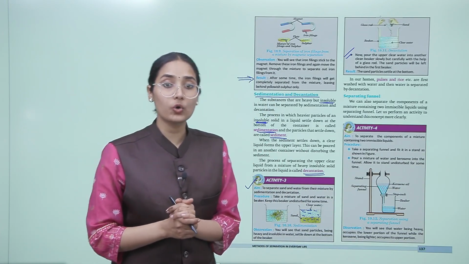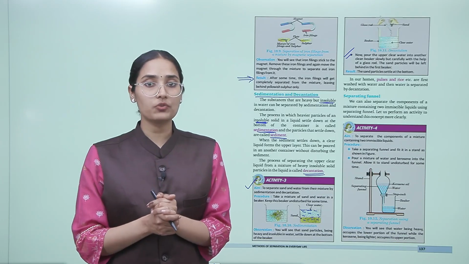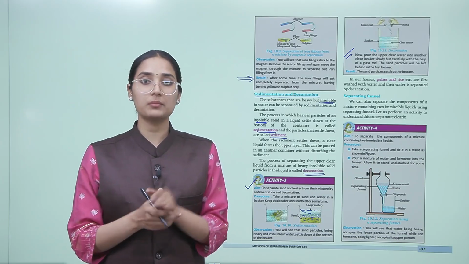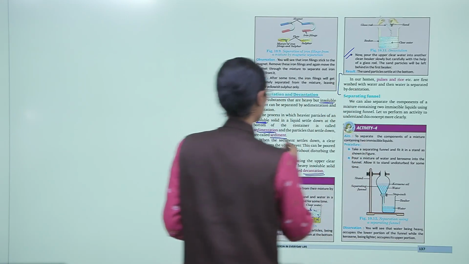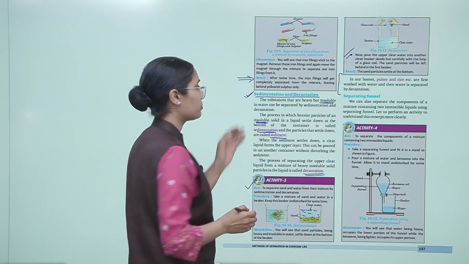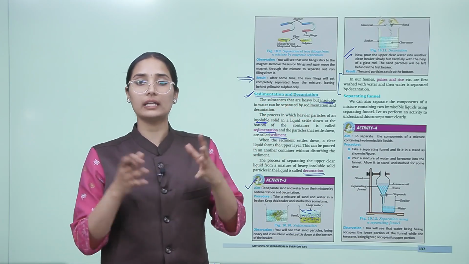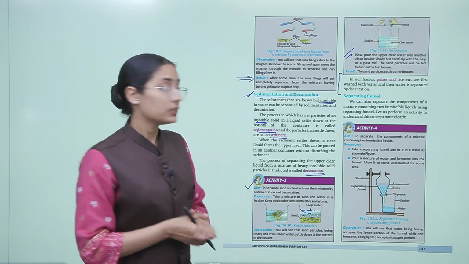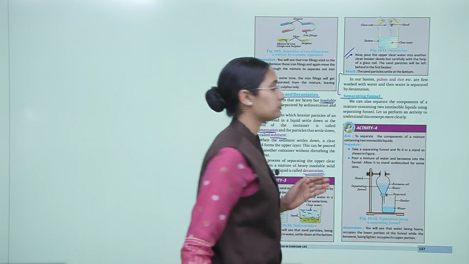Now students, in our homes, pulses and rice etc. are first washed with water, and then the water is separated by decantation, right? So you can also see this physical method of separation, that is sedimentation and decantation, in your day-to-day life. Okay, now there is another method, which is the separating funnel.